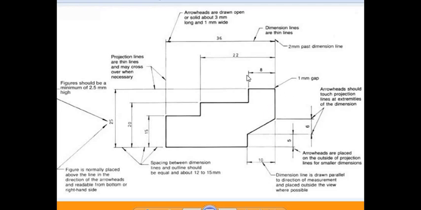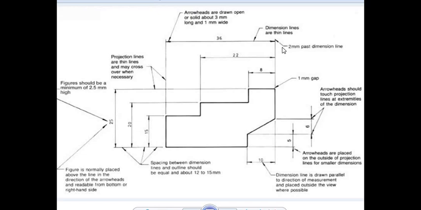So first, you can see extension lines are drawn perpendicular, these two lines, but one small observation: there should be a gap of at least 1 mm between the feature and the extension lines that you are drawing. So here you can see there is a 1 mm gap between the extension line and the feature that we are dimensioning.